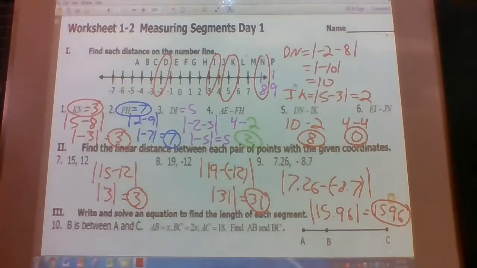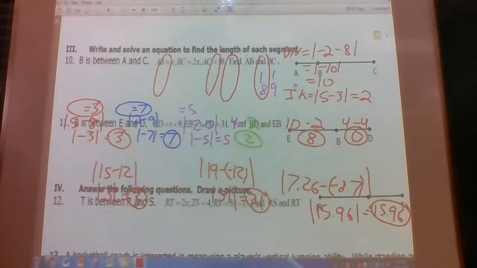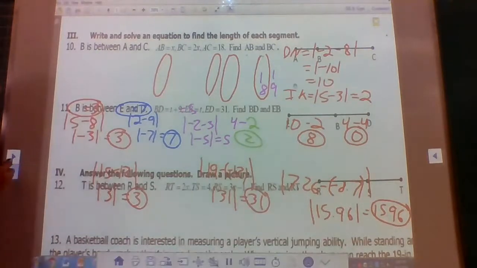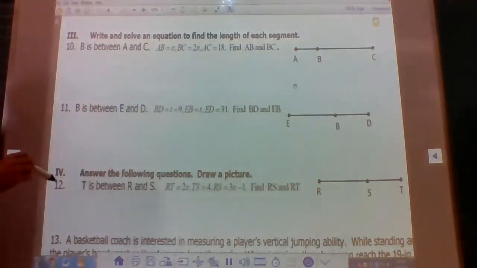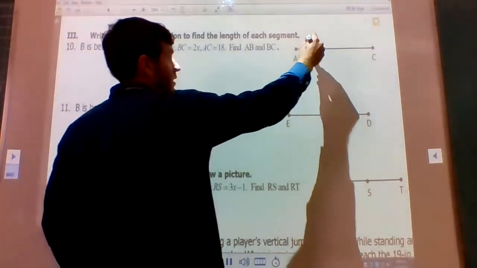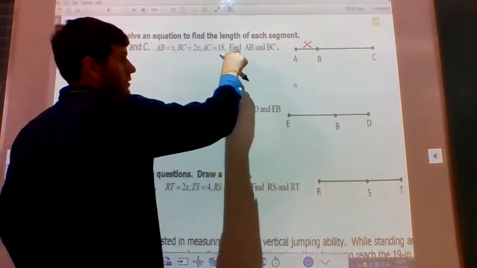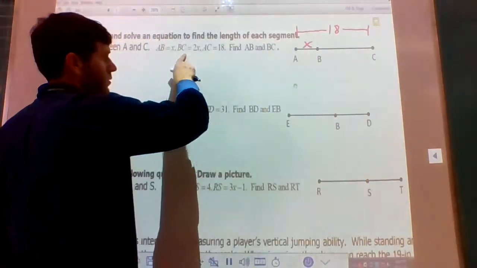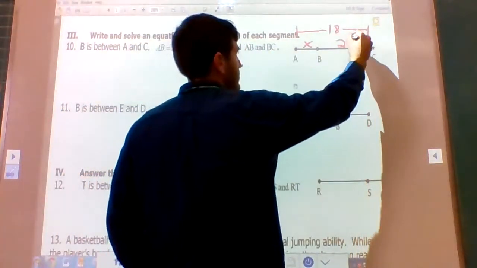Okay, number 10, we're going to start with segment addition. So B is between A and C. Since we know B is between A and C, let's fill our diagram. First, we know AB is X. We know AC is 18. And we know BC is 2X.